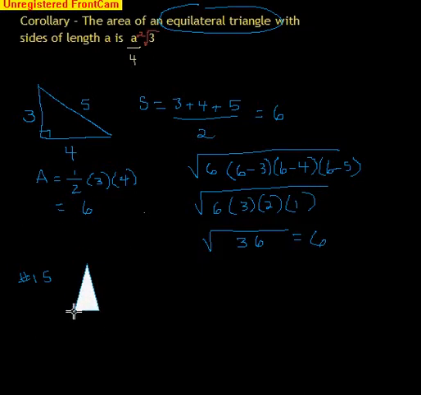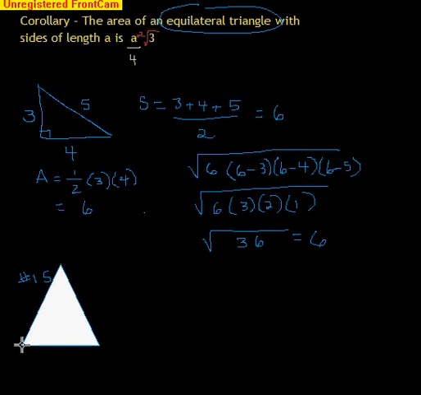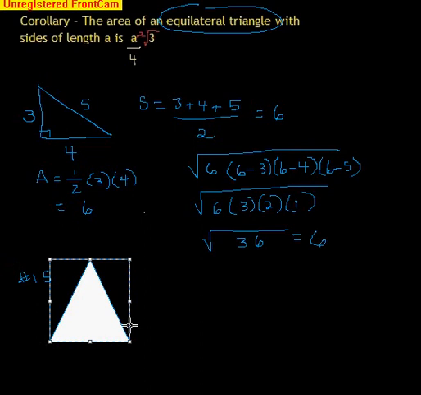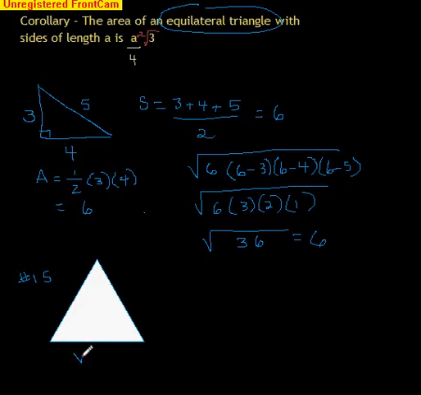Let's get a nice, pretty equilateral triangle. That's kind of equilateral. It's better than what I drew anyway. Okay, this one, we have one side that is the square root of 20.